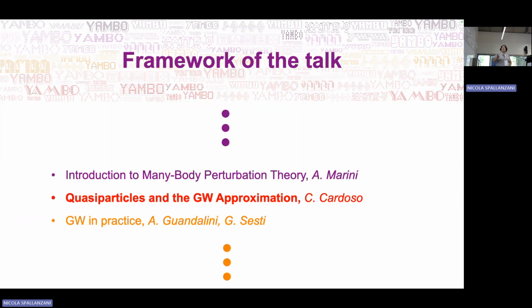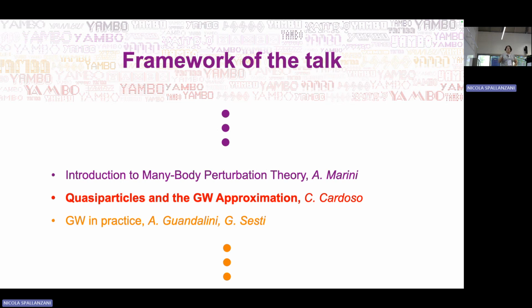So what is the framework of this talk? Before, Andrea Marini gave an introduction to many-body perturbation theory and talked about Feynman diagrams, and now we'll get closer and closer to the actual GW calculation, and maybe during this morning we can answer the question that was asked before in a more concrete way. So let's see how it goes.